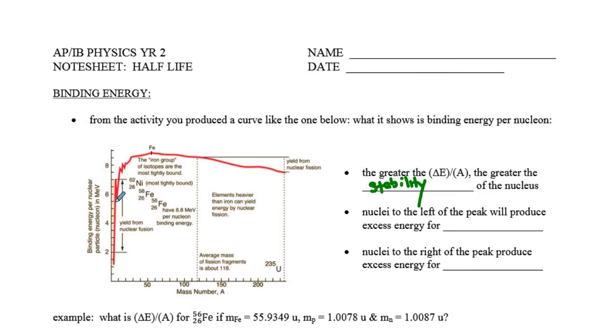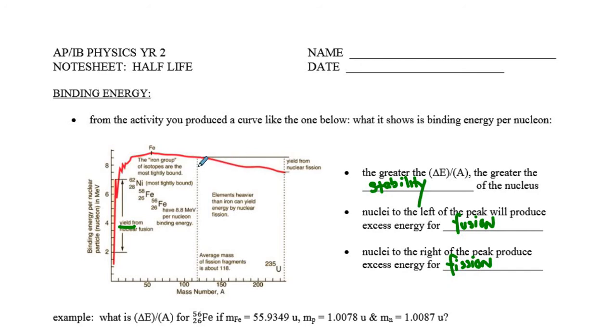We also talked a bit about fission versus fusion, and this idea of yield, meaning you get excess energy out. So nuclei to the left of the peak will produce excess energy from a fusion reaction. And if it's on the right side of the curve, then we'll produce excess energy from a fission reaction. That just has to do with the fact that on the left we have lighter elements, so coming together produces a greater stability, and on the right we have heavier elements, so breaking apart.